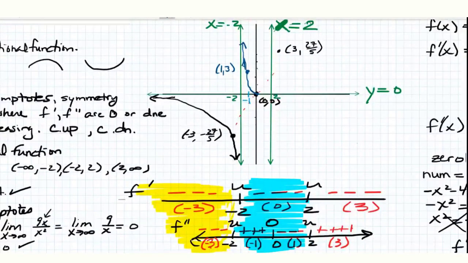Okay, and then to the right of 0, it's decreasing because the first derivative is negative, and it's concave down because the second derivative is negative. So decreasing makes sense. We're just going to continue going downward towards this other asymptote, and it curves as it does so. So it looks like it's concave down.